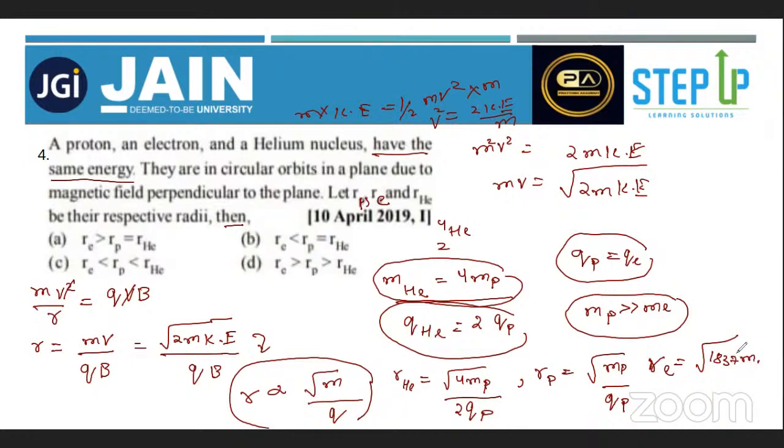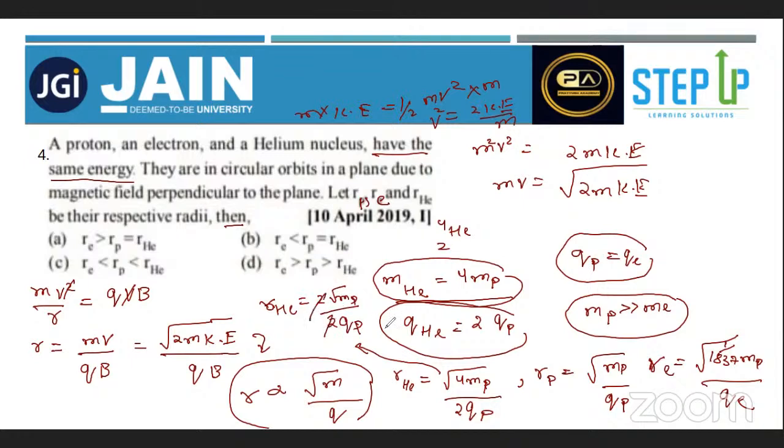I'm substituting the mass of the electron. The mass of the electron is 1 by 1837 of the mass of the proton, while the charges stay the same. If you take the root and cancel this value, I can write the radius of helium as root under 4, which becomes 2, upon root under mp upon 2 qp.